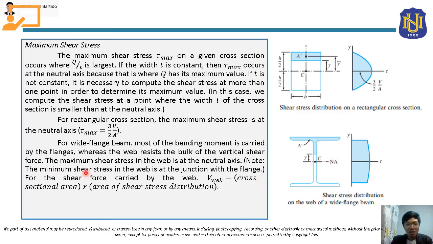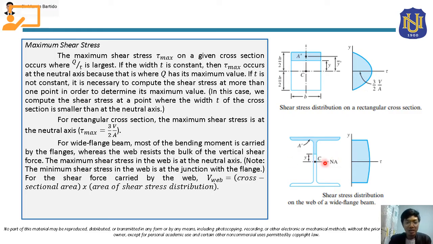Okay, so, class, however, the minimum shear stress in the web, okay, let's say in the web, it is at the junction with the flange. Okay, so the junction of the web and flange is here, where they are connected. So the minimum shear stress is here, for the web, ha. Okay, and the maximum shear stress, class, again, for the web, is here at the neutral axis of our web.